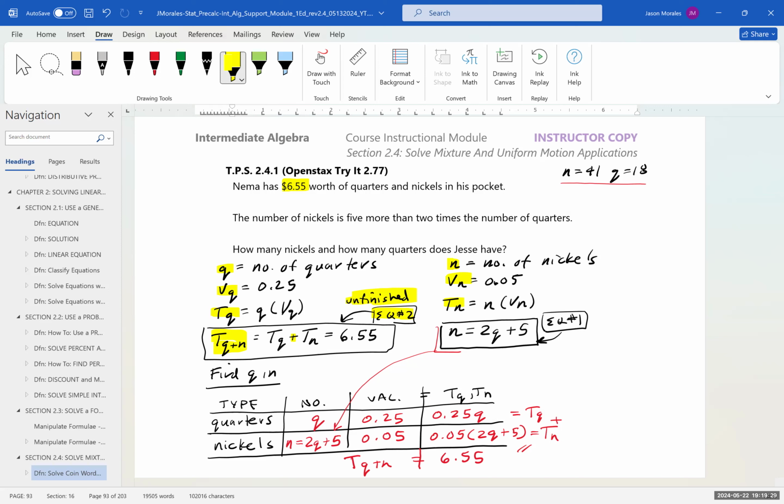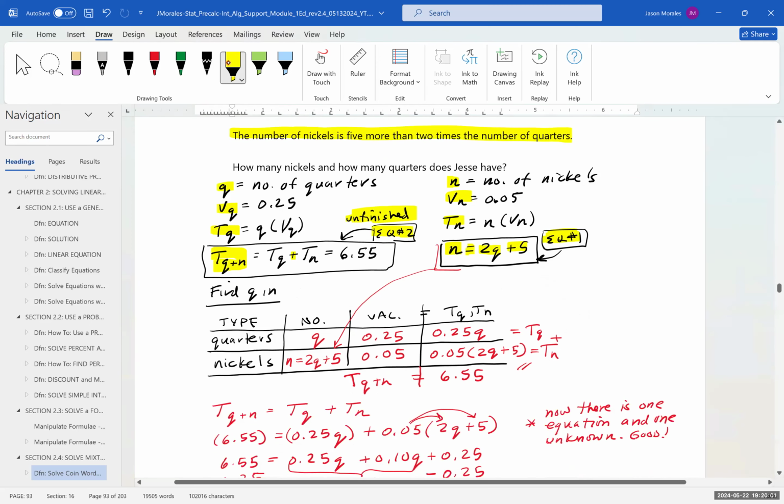Then the second equation came from this second sentence where it said the number of nickels is, which is equal sign, 2 times the number of quarters and 5 more than that. All right, so this is our second equation. And I just labeled this one equation 1 and the other one equation 2. All right, so all of this so far is what has been given to us in the problem itself.